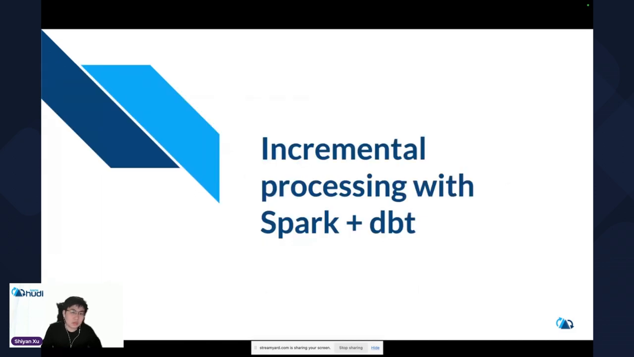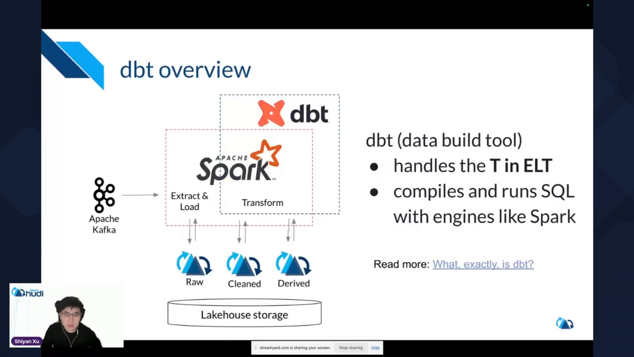So we just had a high level overview of incremental processing through the example of medallion architecture in the last part. Now let's go over a more detailed example of using Spark and DBT. A quick recap: incremental processing typically begins with extracting data from an upstream data source like Kafka and then loading the raw data into the storage.